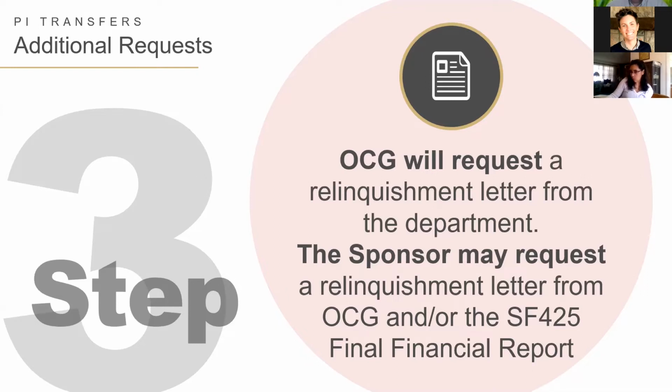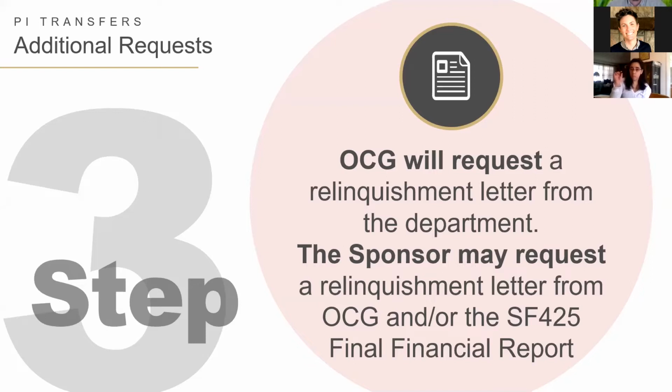So some of the additional things that we're going to request, well, for sure, is a relinquishment letter from the department to OCG. This letter acknowledges that the department is okay with the PI transferring this award, and it lists the amount being transferred. It also states that the department understands that if that amount isn't accurate, and we find that out later, after the request has already been submitted to the sponsor, it's going to be on the department to cover that difference essentially.